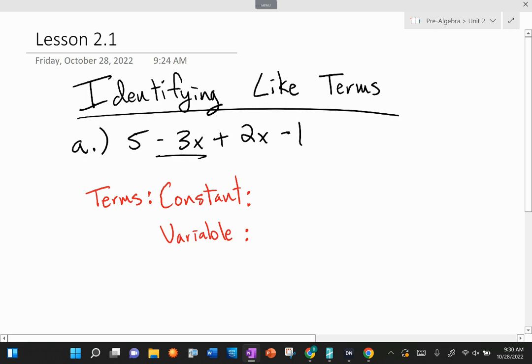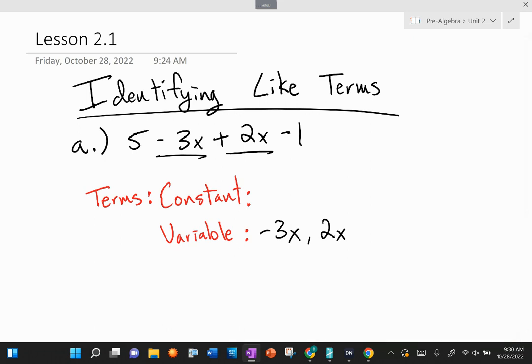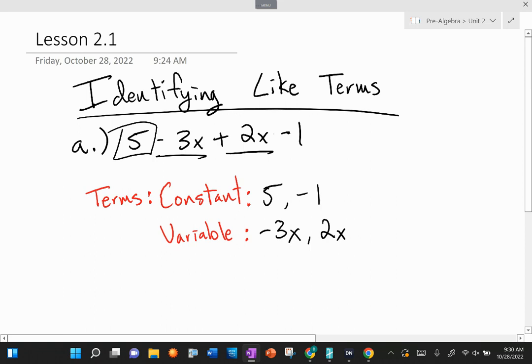So we've got the negative 3x. Negative 3x would be a variable term. And we also have 2x. That would be a variable term. All the ones with the variable. So the constants are all of the numbers that don't have a variable. So we'd go with 5 and negative 1.